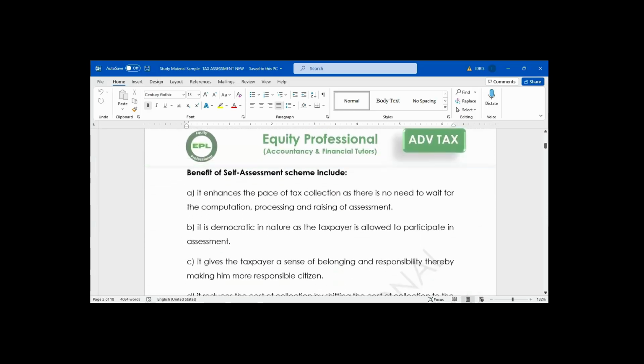What are the benefits of self-assessment? Benefit of self-assessment: it enhances the pace of tax collection, and there is no need to wait for the computation or processing or raising of assessment. So it enhances the pace of tax collection. Another benefit, it is democratic in nature because it allows taxpayers to participate in assessment.